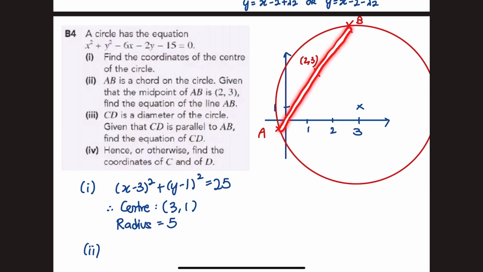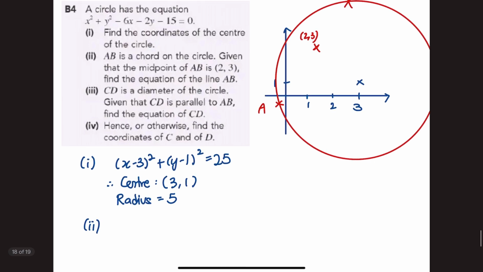To find the equation of this line, I need 1 point and the gradient. I know that (2, 3), this point here, lies on AB. I just need to find the gradient of AB. If you notice over here, this is the center of the circle. AB is actually perpendicular to this line from this midpoint to the center of the circle. That is the perpendicular bisector of AB. So what I can do is first find the gradient of the line joining the points (2, 3) and the center of the circle (3, 1).